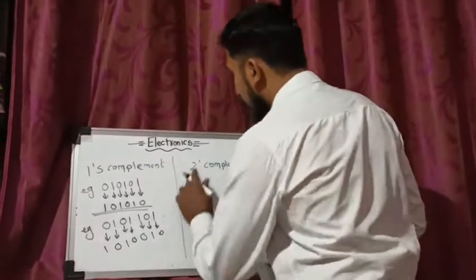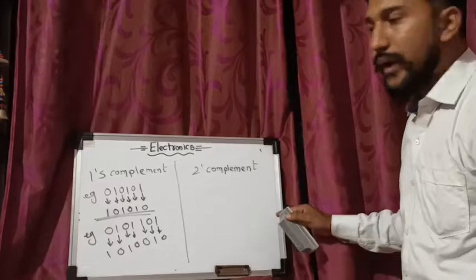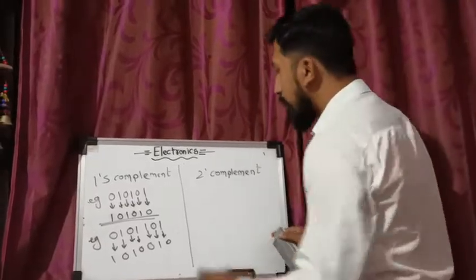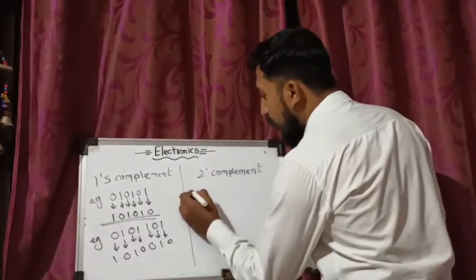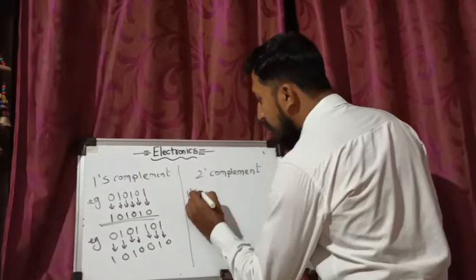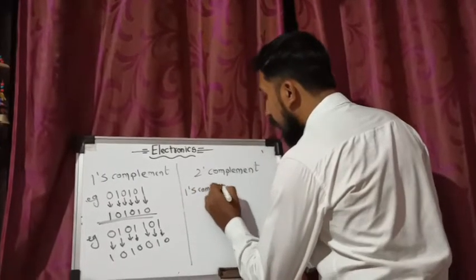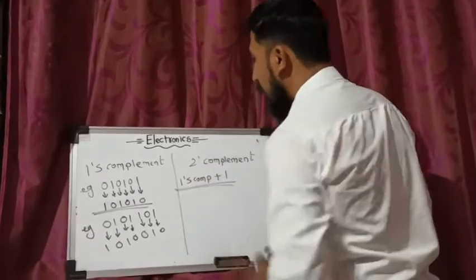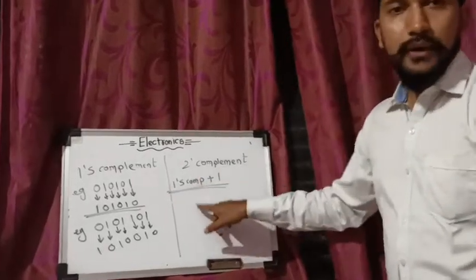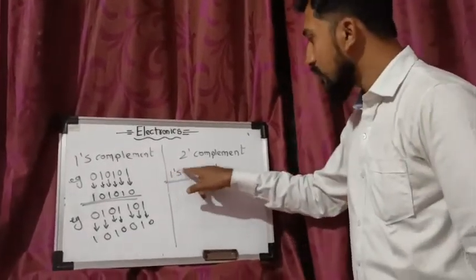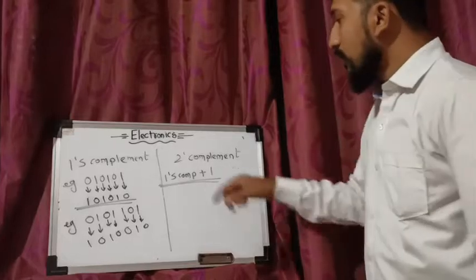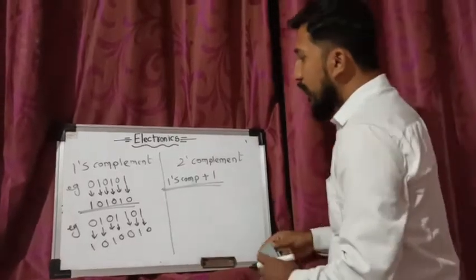Now next is what? Two's complement. So how to find out two's complement of a particular number? A formula is there for two's complement. Two's complement is equal to one's complement plus 1. So what is the formula for two's complement? Two's complement is equal to one's complement plus 1. This will be clear with one example.